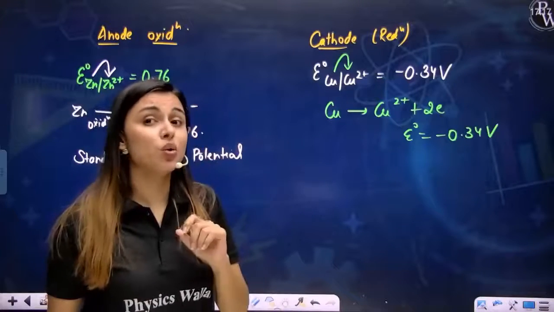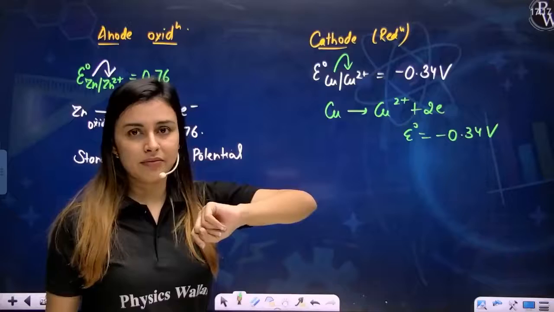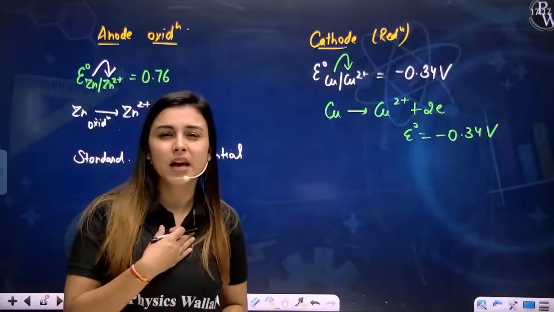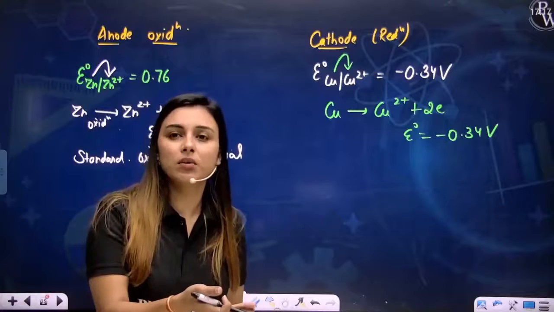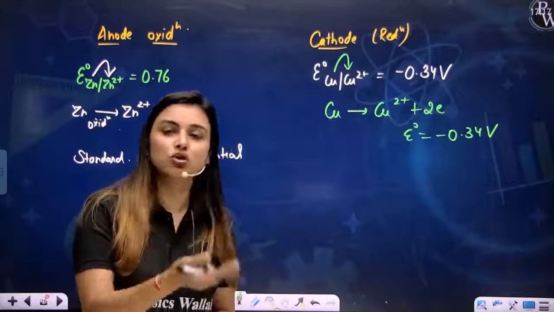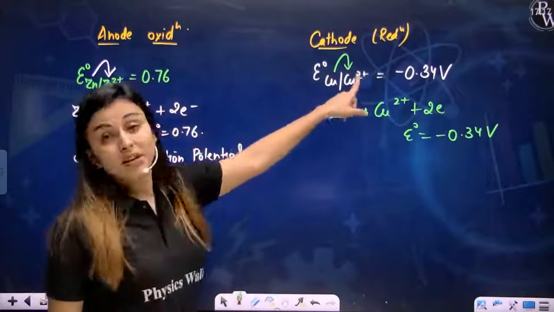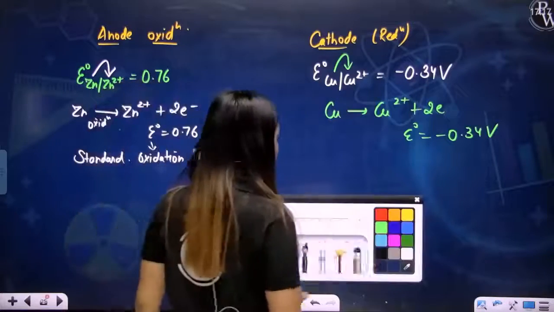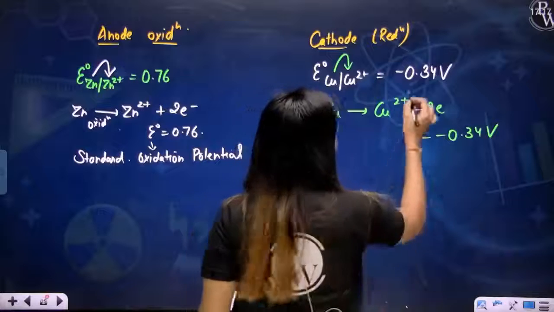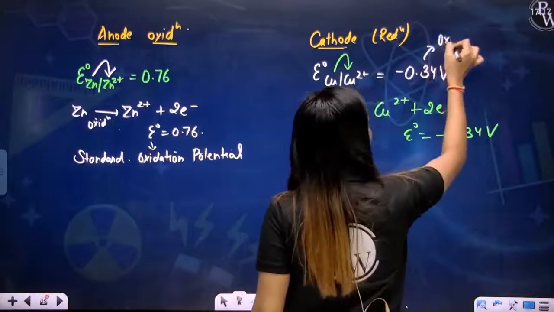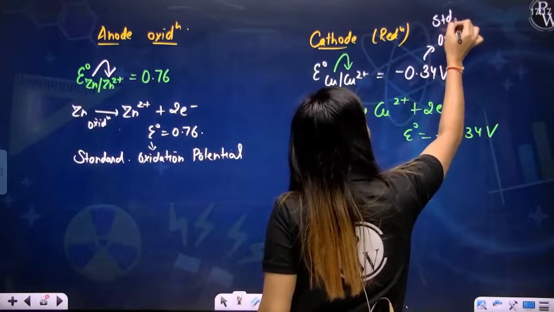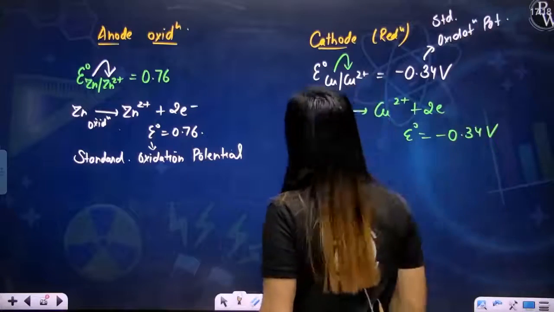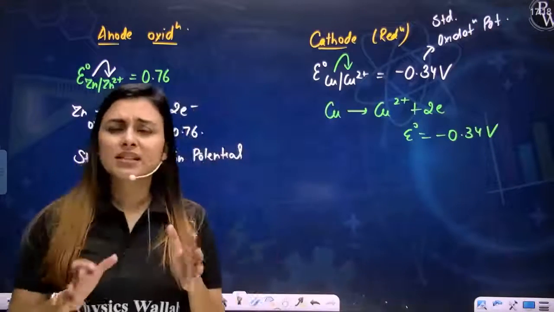And this is what I told you in the starting phase. I told you in the last class that you have to accept what I'm saying, that zinc wants to get converted into zinc 2 plus, that is, it wants to get oxidized, but copper doesn't want to get oxidized. Now, this is actually, my dear students, the standard oxidation potential of copper, right? Yes. So this is the oxidation potential.